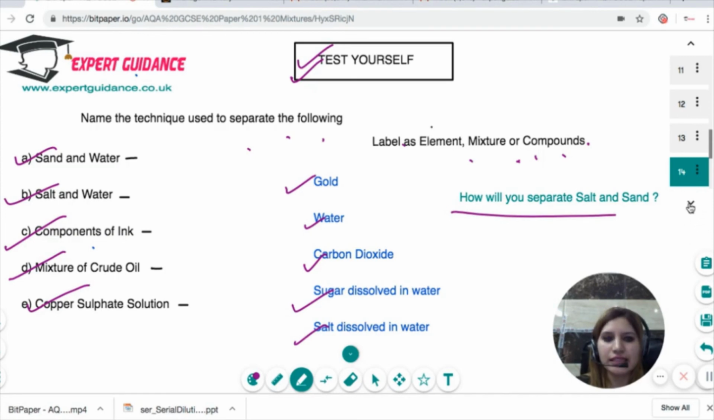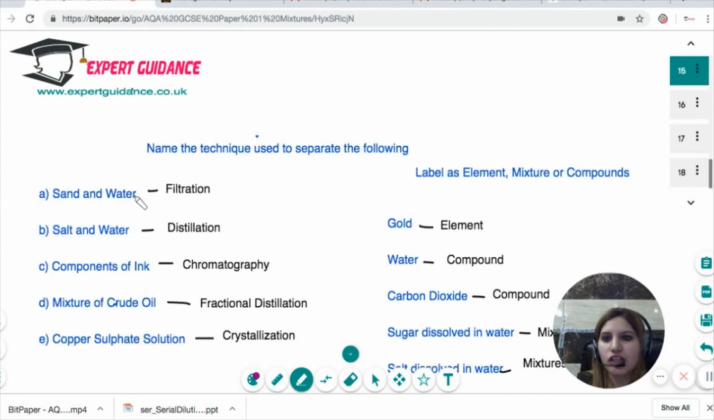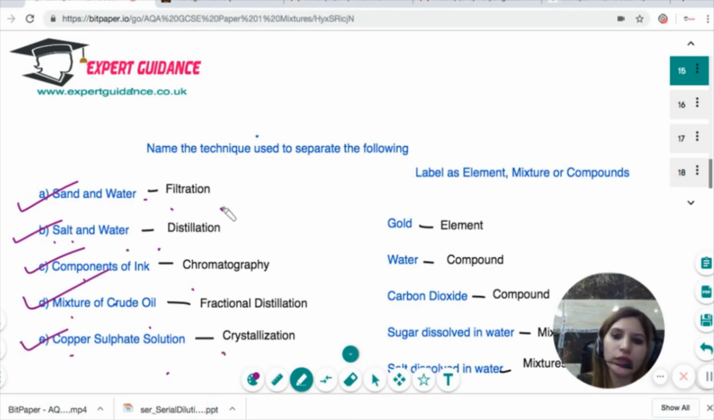All right, so now let us look at the answers. So sand and water is separated by filtration, salt and water by distillation, components of ink by chromatography, mixtures of crude oil by fractional distillation, and copper sulfate solution by crystallization. For salt and water, you can also use crystallization. Now, next is label as element, mixture, and compound.